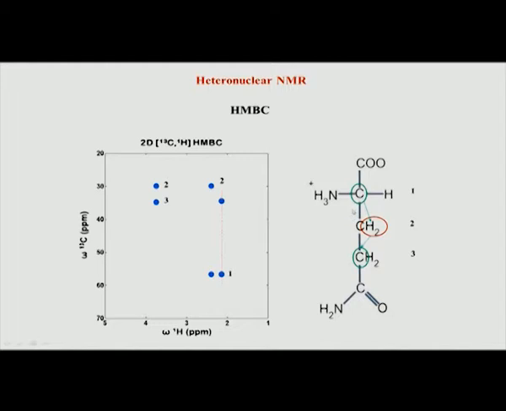So, about 5 to 10 hertz, let us say, for two bond, and further you can go up to three bonds away, but that is a much weaker coupling. That coupling is much smaller than 5 hertz, and because of its weakness, we do not normally get correlations further than three bonds. But two bond coupling from carbon to proton is very frequent, that is, most of the peaks are in this correlation, and that is what we see here.